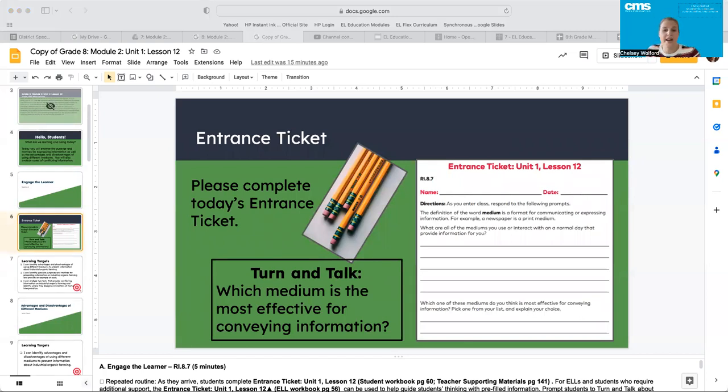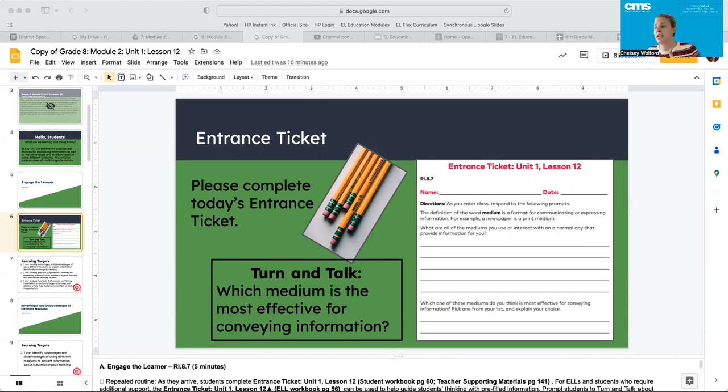All right, guys, so now that you've had a chance to do your entrance ticket and you've turned and talked to your neighbor, let's talk about some of the mediums that we interact with maybe on a daily basis. So pictures, photographs, books, online books, newspapers, news articles, videos, audios, whether it's the radio, a speech, an interview we listen to, an infographic, a poster or a chart. So you could have chosen any of those. Social media, okay?